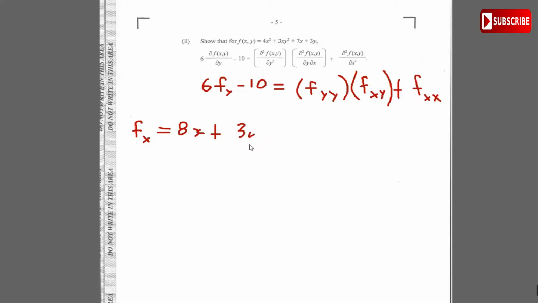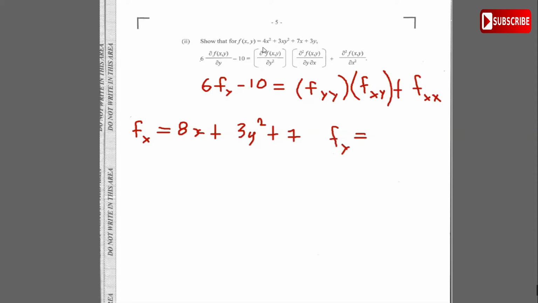And then differentiating 7x with respect to x, we get plus 7. So that is fx. All right, we're going to need to find fy along the way. So let's find fy right here. Fy would be equal to, this is fy, differentiating with respect to y.